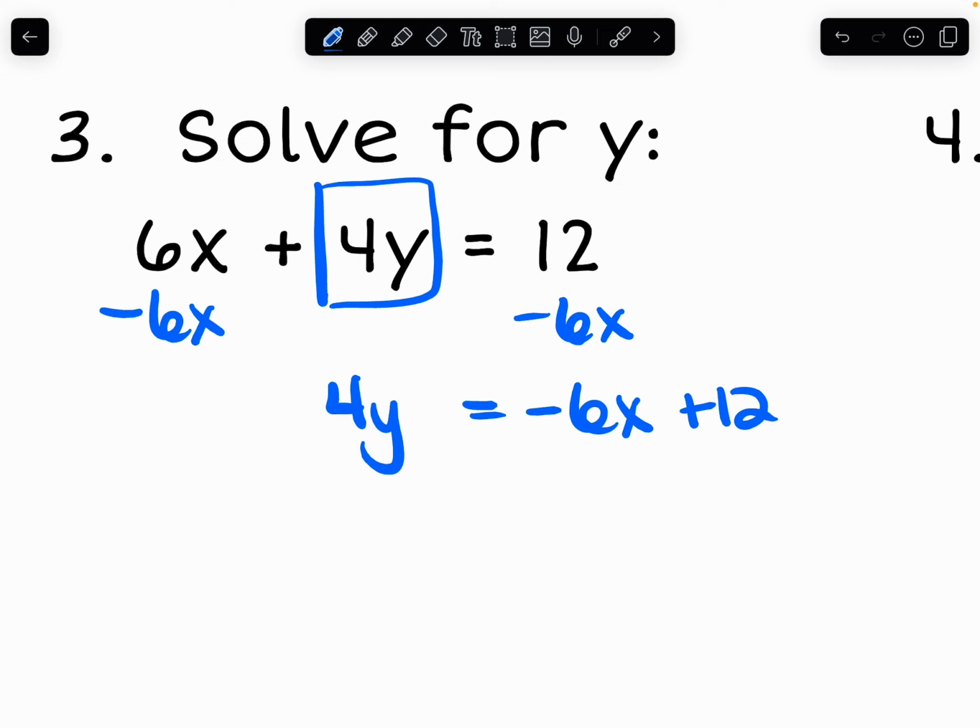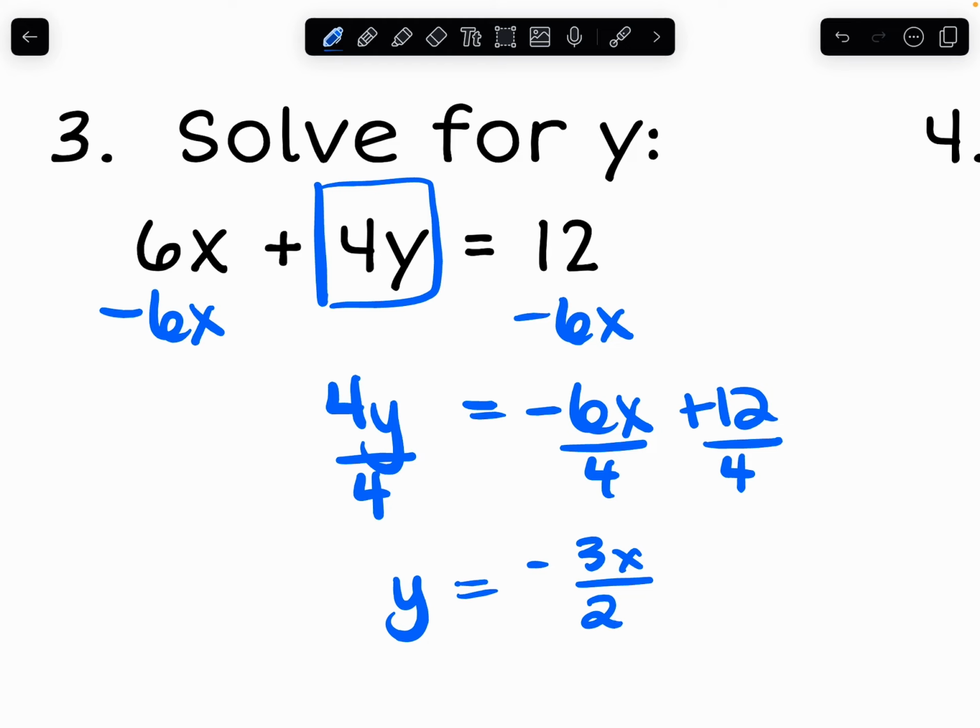I don't want the 4 that's sitting in front of the y, so I'm going to divide by 4. Now, 4 does not go into 6 evenly. 2 goes into both of those numbers. So I'm going to simplify my fraction. But 4 does go into 12 evenly.